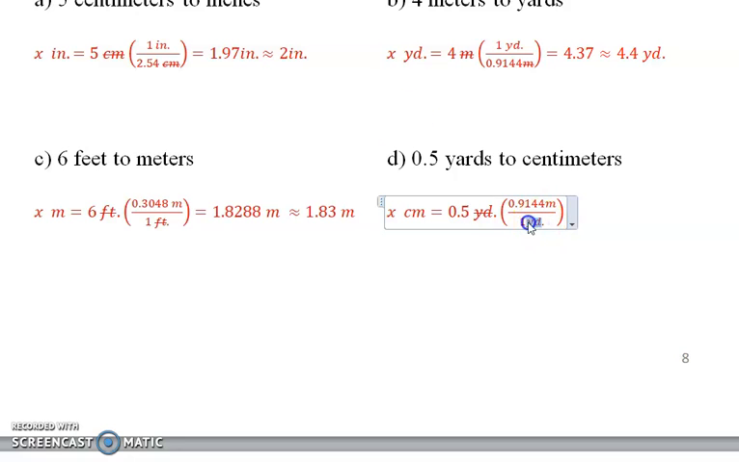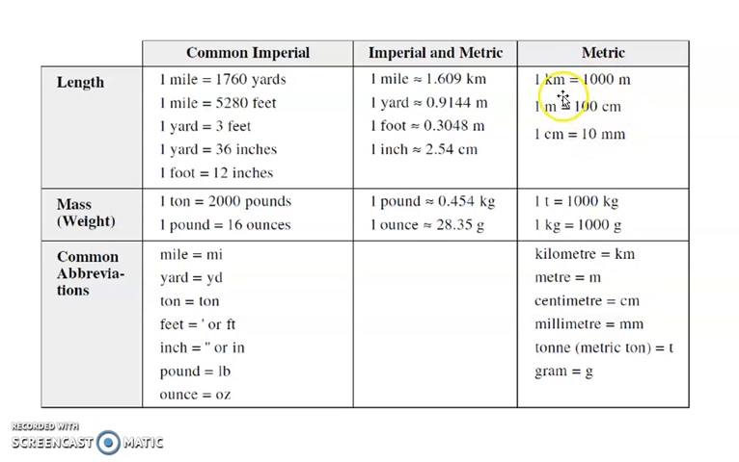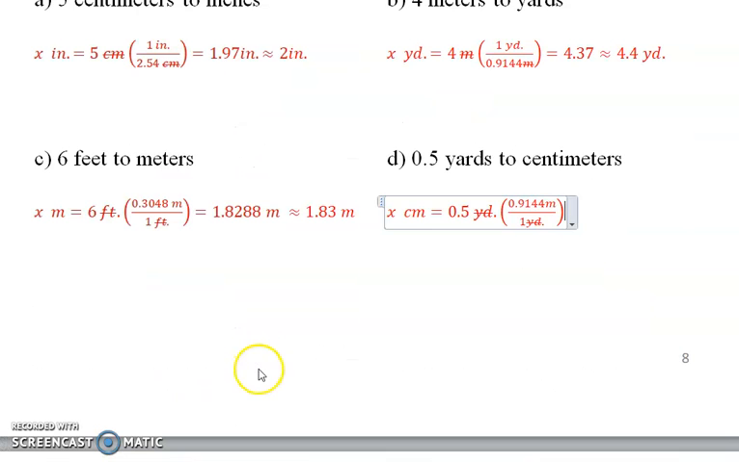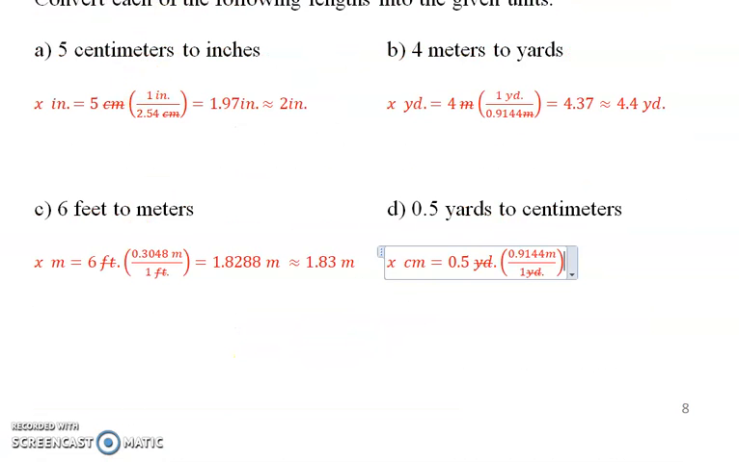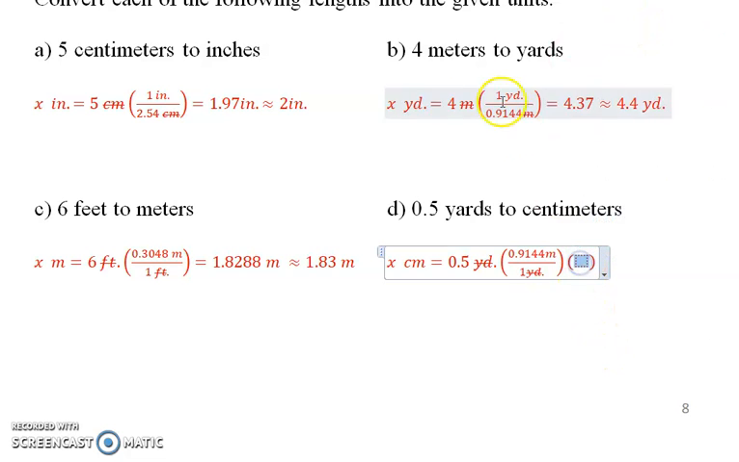But we're at meters. We want to get to centimeters. So this time we need another conversion factor, meters to centimeters, which is in the metric. We know that 1 meter is equal to 100 centimeters. So I'll need another bracket, and another fraction. We say that 1 meter is equal to 100 centimeters. So sometimes you need more than 1. You can use 2, you can use 4, you can use as many as you need, really.